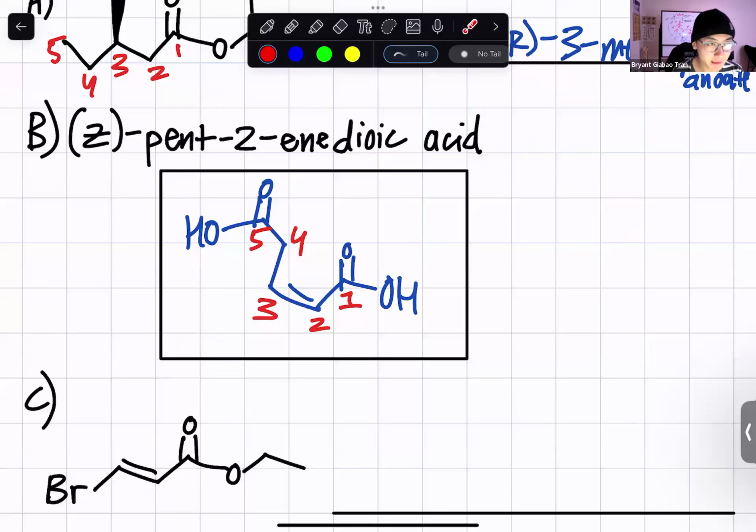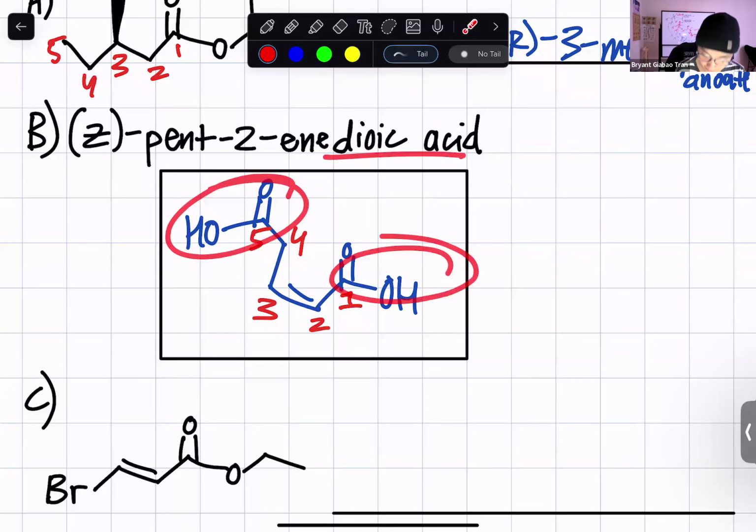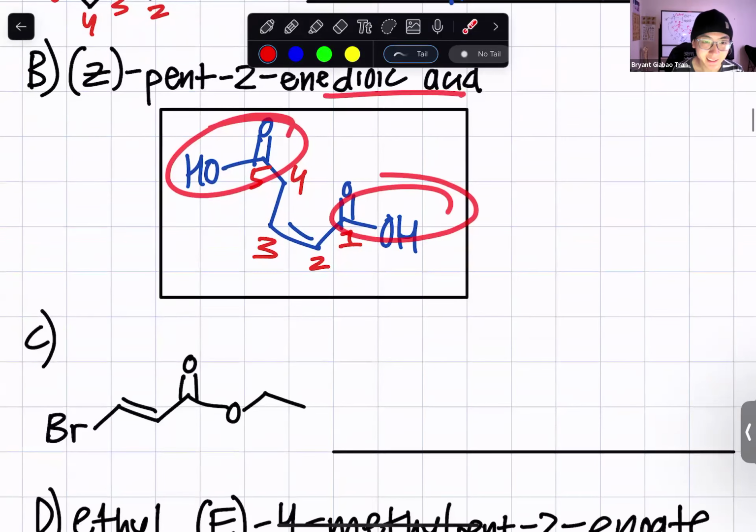Whenever you see dioic acid, carboxylic acids are always at the terminal end of the molecule, like always at the end of the molecule, right? Just like an aldehyde is always at the end of the molecule. So when you see dioic acid, always draw 2 carboxylic acids at the end of the molecule like that.